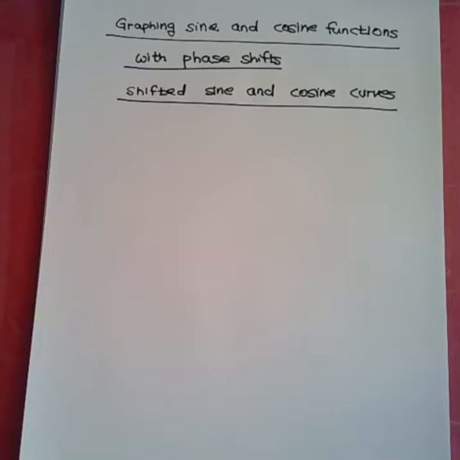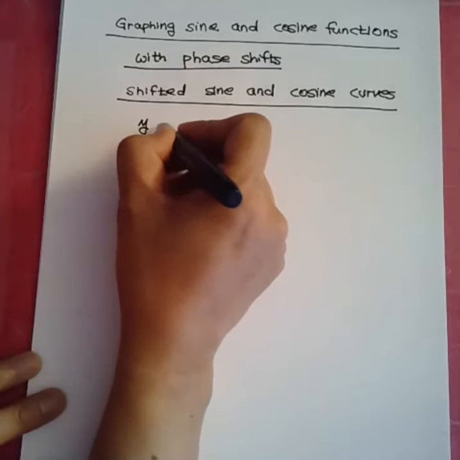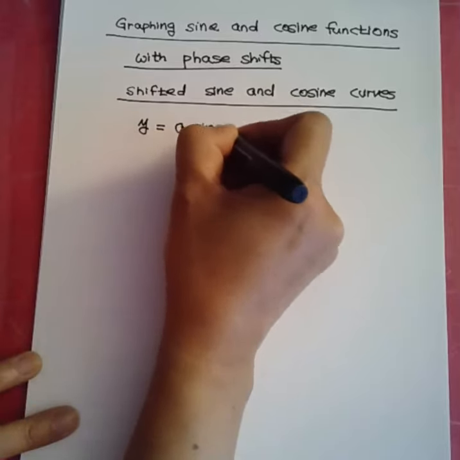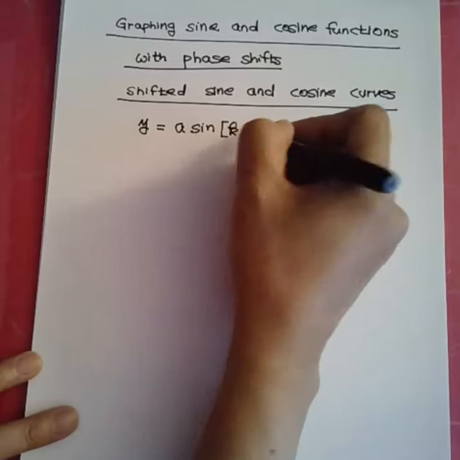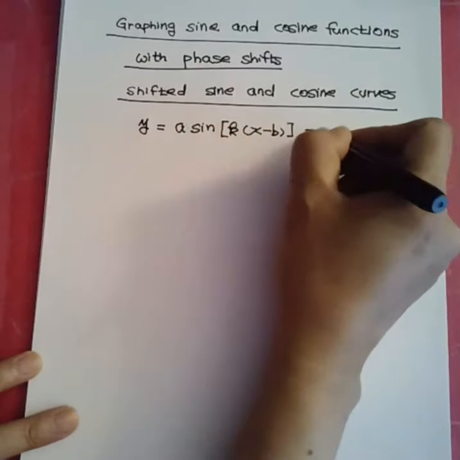In this lecture, you will learn about how to graph the most general form of sine and cosine functions. Let me describe the pattern of functions. It'll be y equals a times sine of k times x minus b plus c, or y equals a times cosine of k times x minus b plus c.